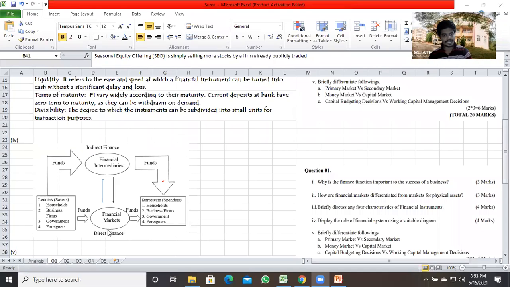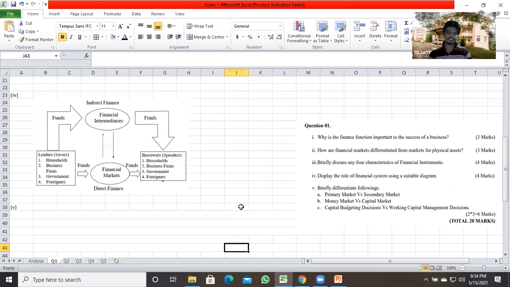What is happening through financial intermediaries and through these financial markets, funds are flowing. Okay, this is known as the role of financial system. Okay, this is the actual role of the financial system.